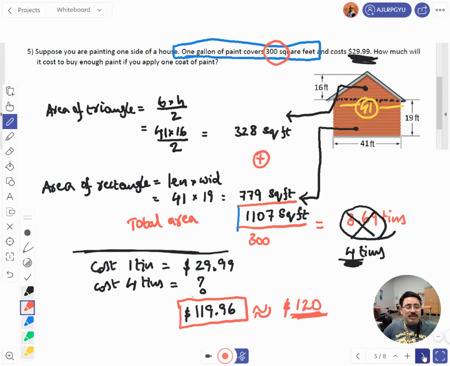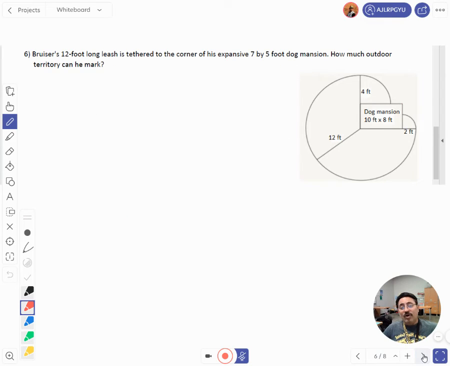Let me take you to the next question. This one seems a little difficult, but it is not. Bruce's 12-foot long leash is tethered to the corner of his expansive 7 by 5 foot dog mansion. How much outdoor territory can he mark?